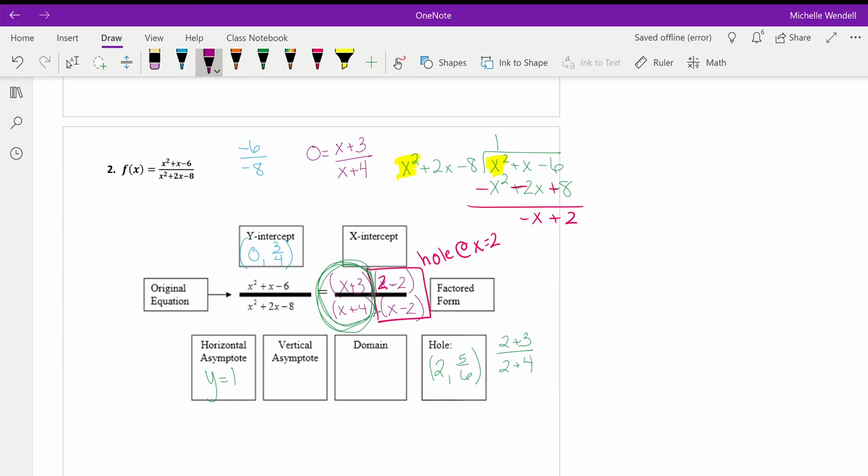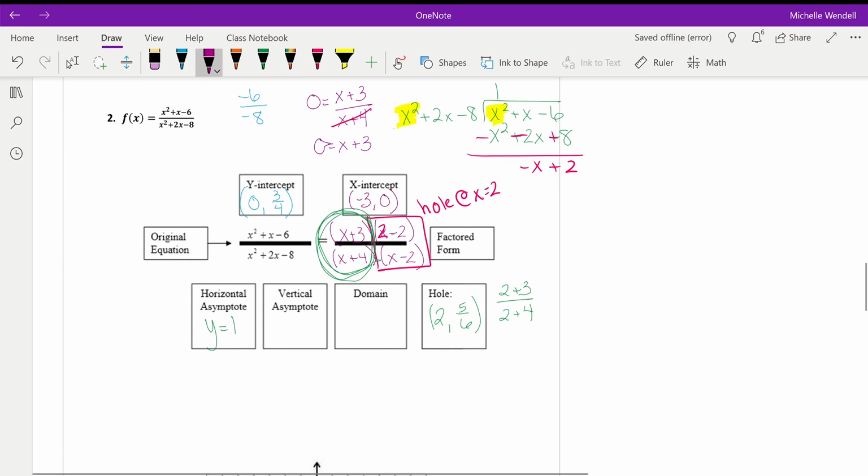To get rid of the denominator, I multiply it over, so it goes away, and I'm just left with x + 3. So an easy way to find the x-intercept on these rational functions is to just set the numerator equal to 0. So if that equals 0, then my x-intercept is at (-3, 0). To get your vertical asymptote, you set the denominator equal to 0. So x + 4 equal to 0 means we have a vertical asymptote at x = -4.